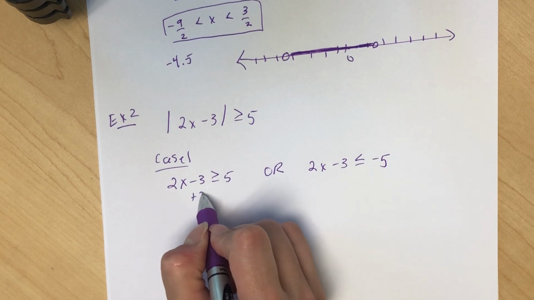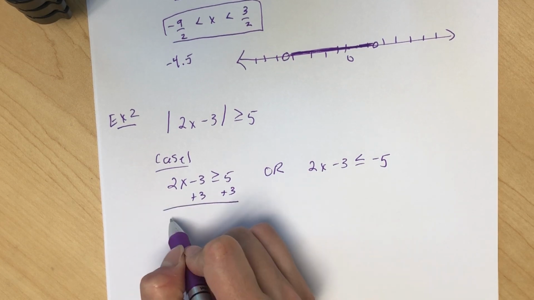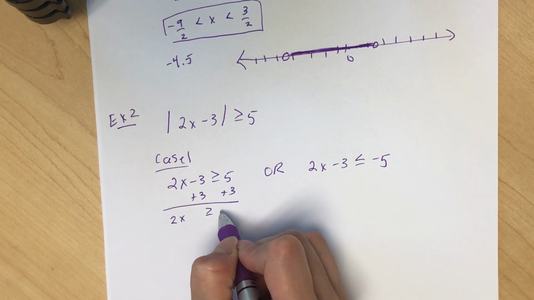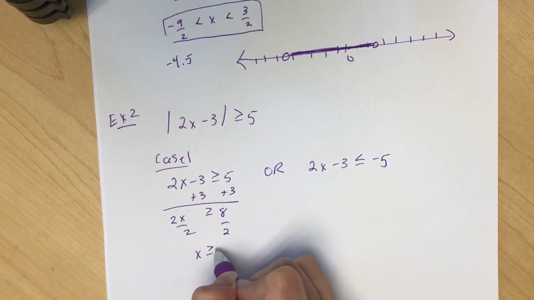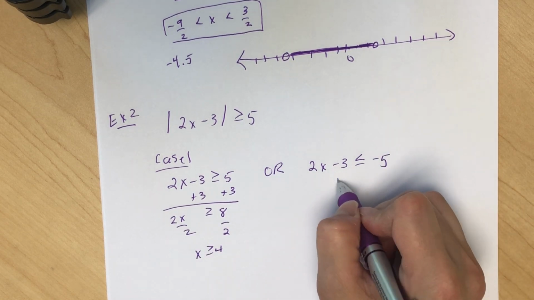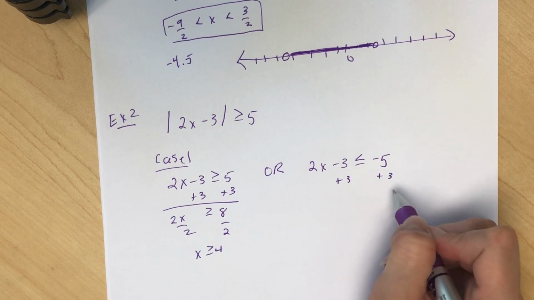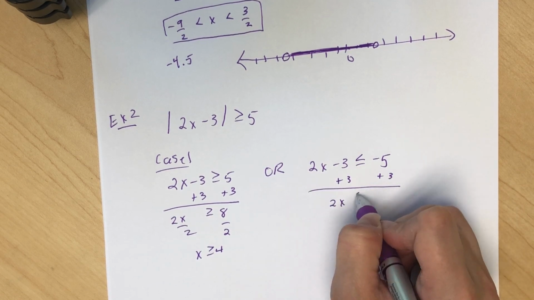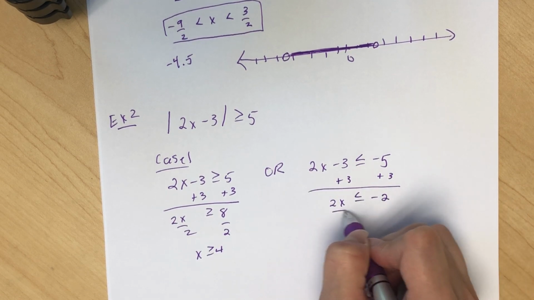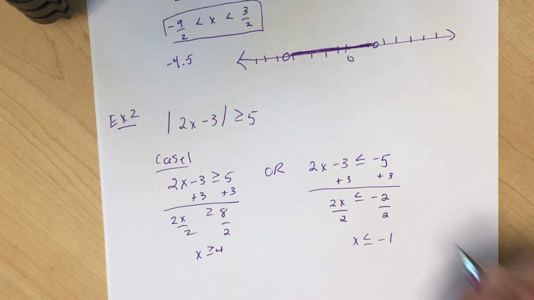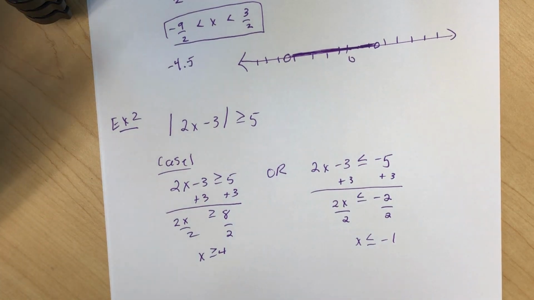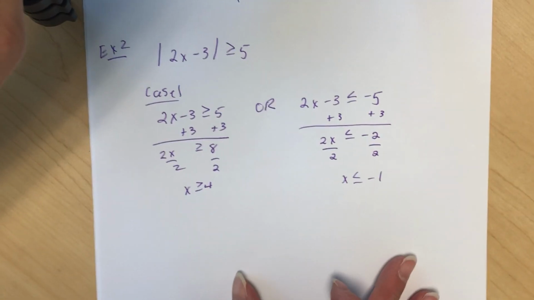And that's what we have. So add 3 to both sides. We have 2x greater than or equal to 8, so x is greater than or equal to 4. Over here, add 3 to both sides. 2x is less than or equal to negative 2. Divide both sides by 2. x is less than or equal to negative 1. So we've got two different pieces to our answer here. And then we're going to graph that.